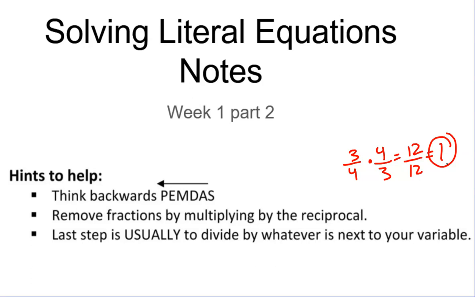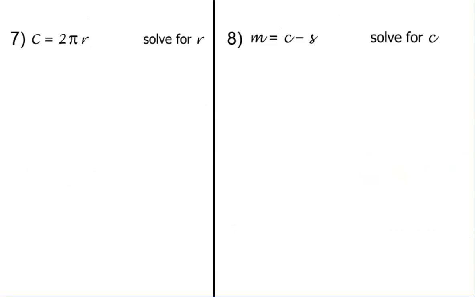All right? And the last step is usually to divide by whatever is next to your variable. That typically seems to be the case. Okay? So remember, your goal is to isolate the variable that they're asking you to by getting rid of everything else. Again, examples are always helpful. So we got a couple of these for you also.